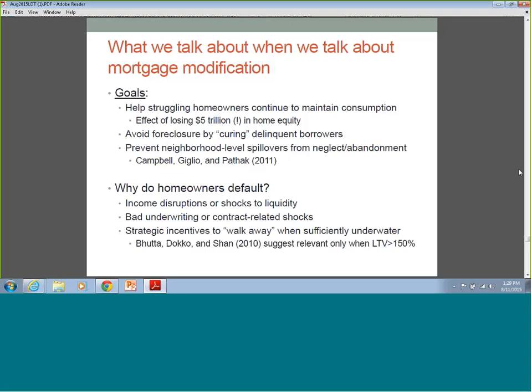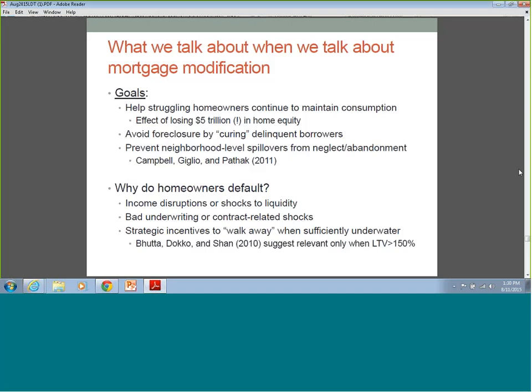Homeowners might also be defaulting because of contract-related shocks: the payment shocks when a rate resets or a teaser period ends, or just bad underwriting in the first place. Someone who can't make the very first month on a mortgage contract, that was probably not a good loan to have written in the first place. There may also be strategic incentives to walk away from a house, and that isn't especially addressed in this paper. Just to highlight one of your assignments for later, your additional reading: Jane Doko, who's here, has a really nice paper with Neil and Sean on the extreme depths with which a household needs to be in negative equity before we see a lot of walk-away behavior.